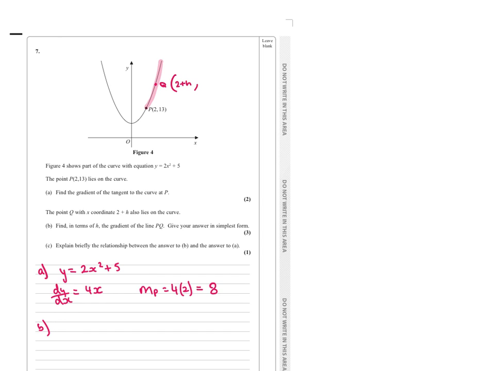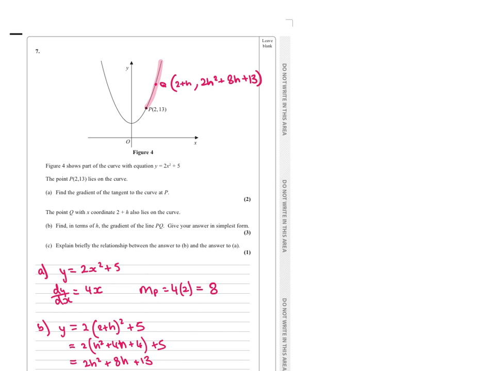And then we know our y-coordinate is, if I substitute 2 plus h into our x, y equals 2 lots of (2 plus h) squared plus 5, which is going to give me 2 lots of h squared plus 4h plus 4, then plus 5, which is going to give me 2h squared plus 8h plus 8 plus 5 is plus 13. So then I'm going to have my y-coordinate 2h squared plus 8h plus 13.